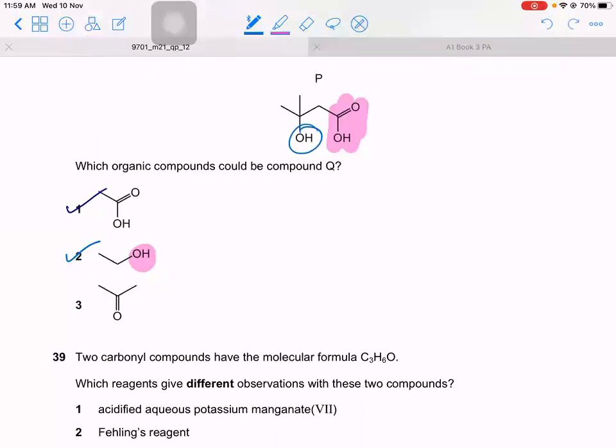Can ketone react with alcohol? Can ketone? No. So ketone does not undergo esterification. Answer is therefore B. Clear?